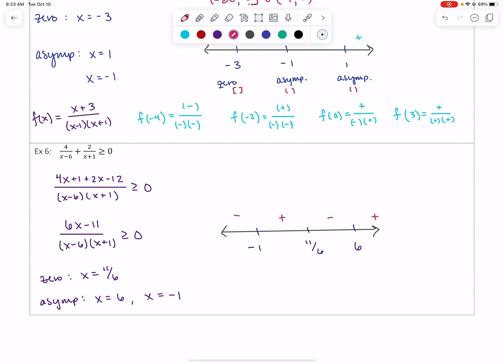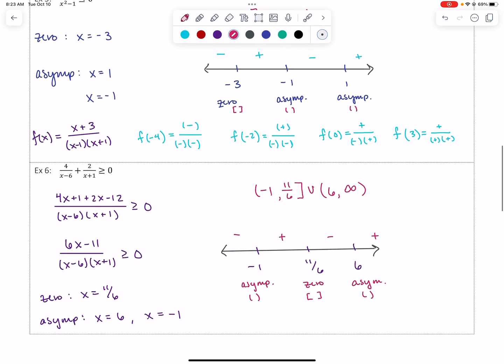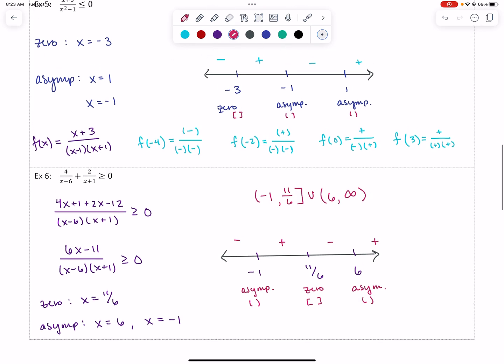And again, labeling these. This is my asymptote, this is my 0, and this is another asymptote, so I know that I'm using parentheses, brackets, and parentheses. So the final answer for this one, because again we're looking for greater than, is that we're going to go from -1 to 11 over 6 union from 6 to infinity. All right, so just looking it through, using those sign lines, and figuring out from there what is going to be either greater than or less than 0.